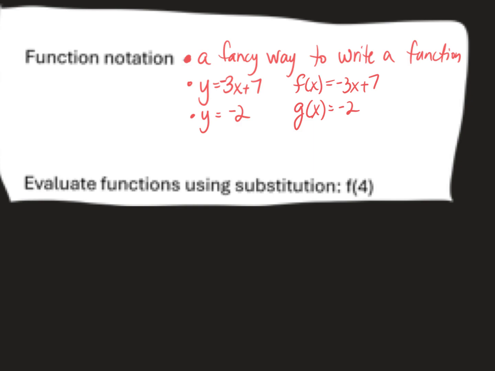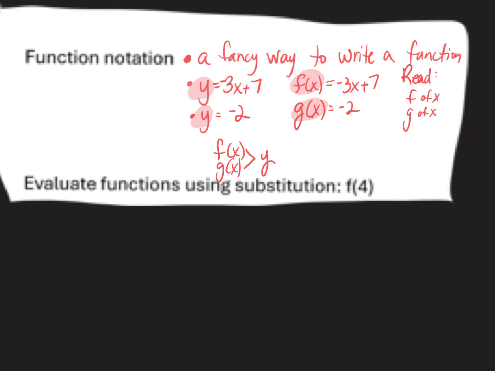And I want you to remember, you read it f of x and g of x. That's not f times x, that's not g times x, that's f of x and g of x. And hopefully you can notice, I'm going to grab a highlighter, y and f of x are the same thing. Y and g of x are the same thing. So that notation is just fancy notation for y. So f of x and g of x are both the same thing as y.